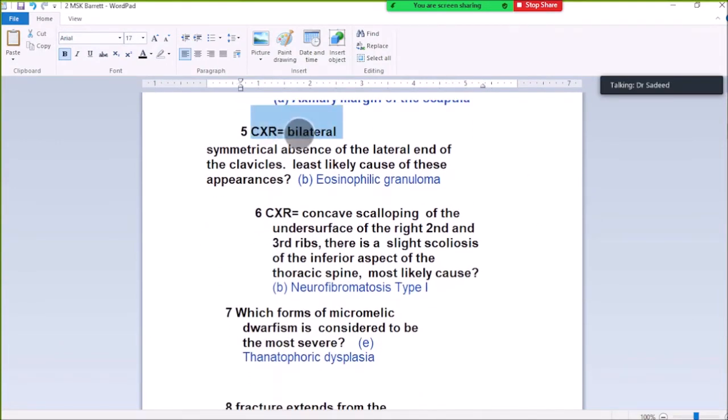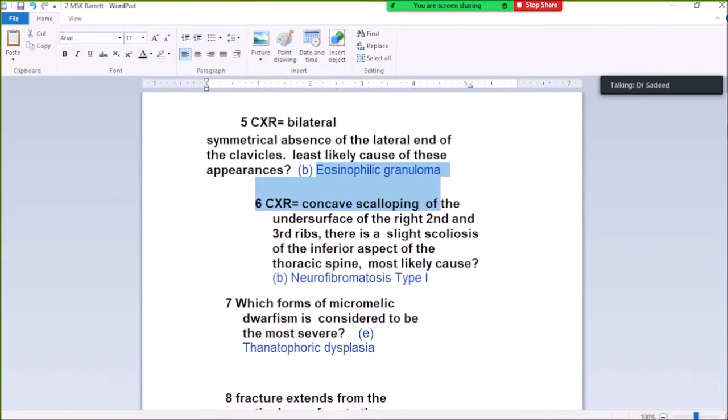Question number 5. Chest X-ray shows bilateral symmetrical absence of the lateral end of the clavicle. Please select the cause of these appearances. Eosinophilic granuloma. Bilateral symmetrical absence of the lateral ends of the clavicles is not seen in eosinophilic granuloma or lymphoma. It is seen in rheumatoid arthritis. Other conditions like cleidocranial dysplasia may show it, but it is not seen in eosinophilic granuloma. All other options make sense, but it's not seen in eosinophilic granuloma.